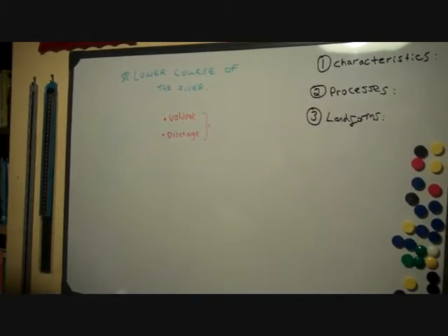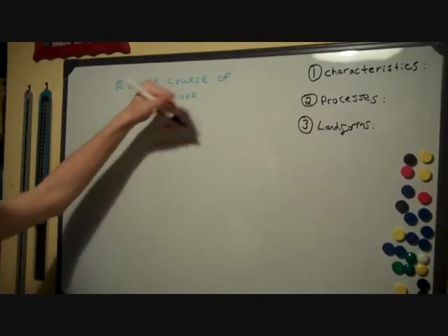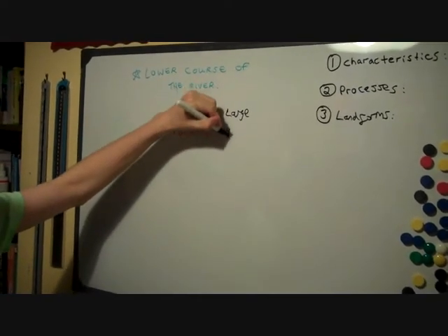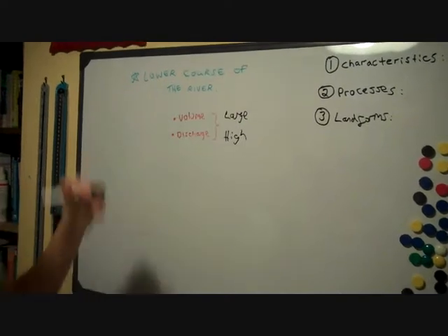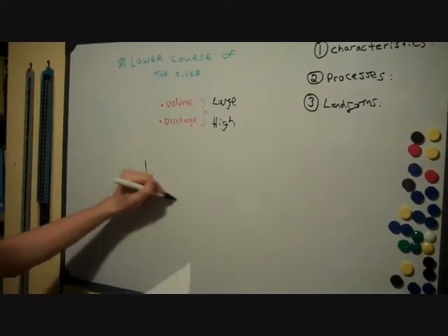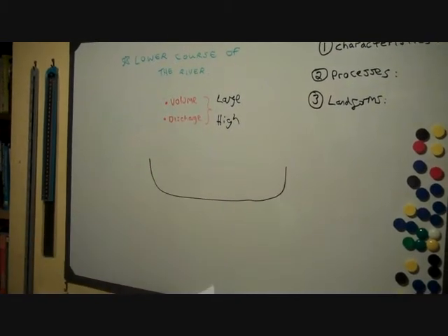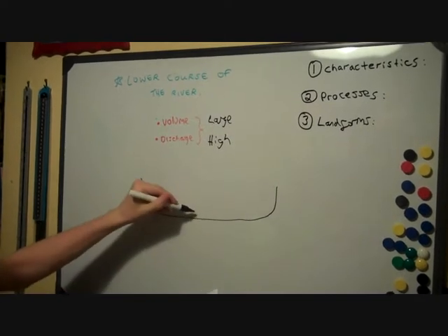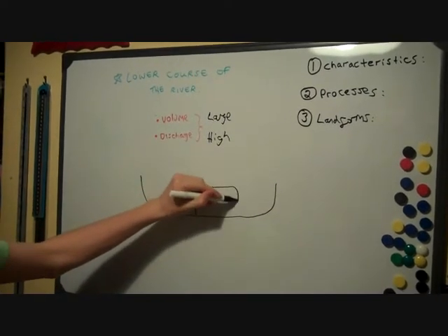Right, now the characteristics. The river has a large volume and also a high rate of discharge. This means that the valley floor is pretty wide. However, the river's width only occupies a small part of the valley. So if this is the valley floor, then the river may occupy something like this.